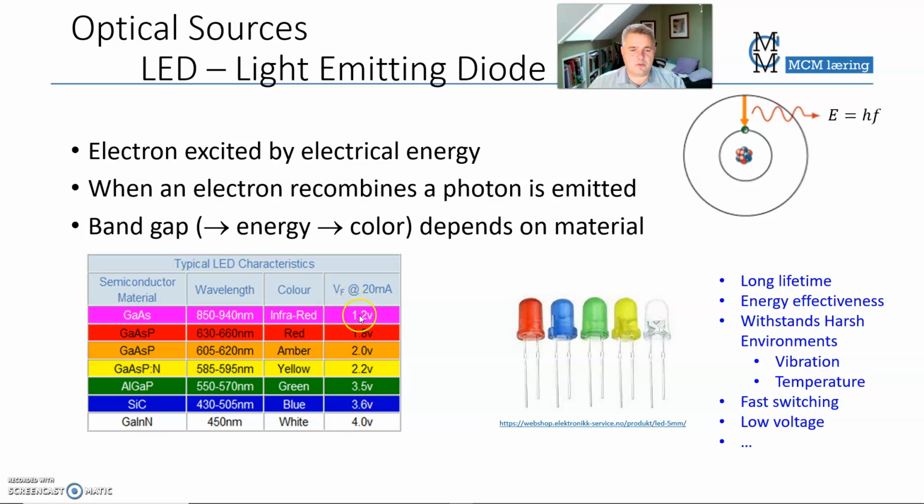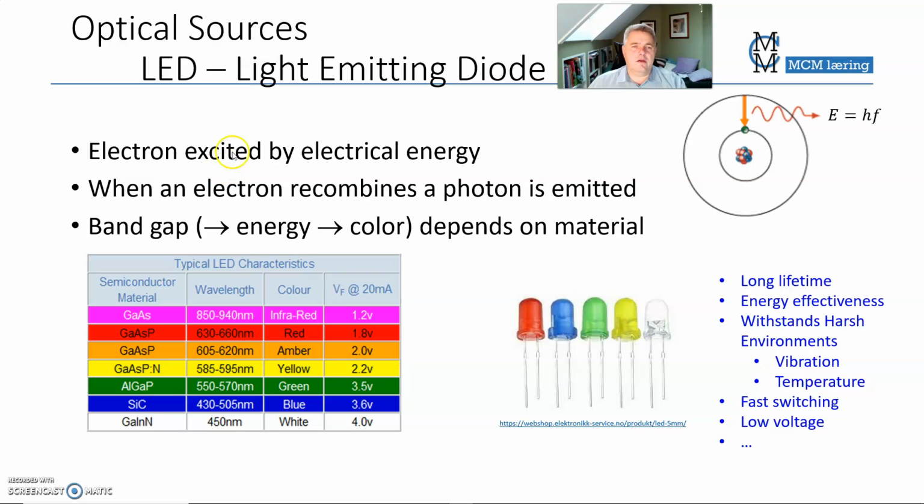The longer wavelengths are here, the shorter wavelengths are here, and they also require more electrical power to drive them. White light is a mix of all these colors, so therefore it requires a lot of power.